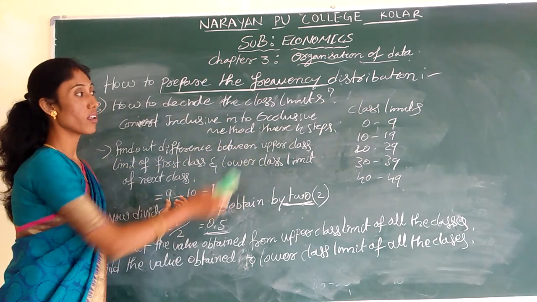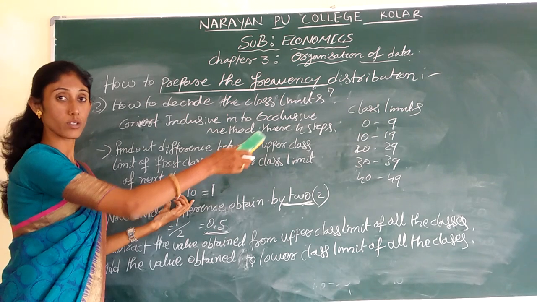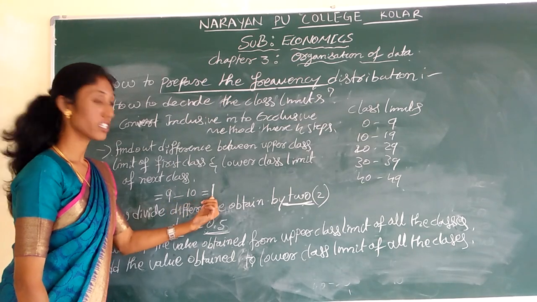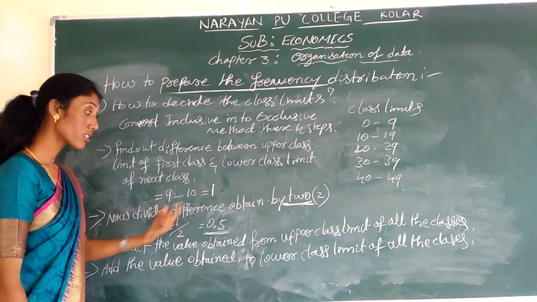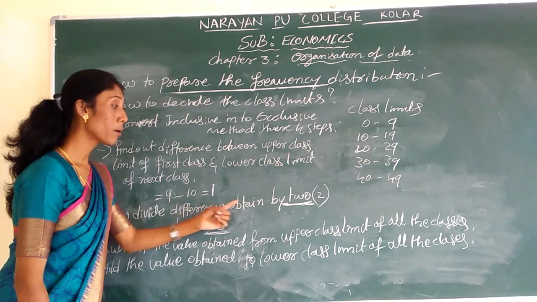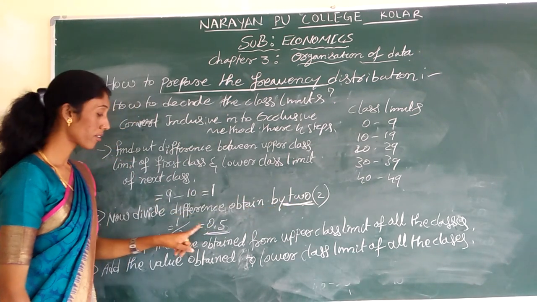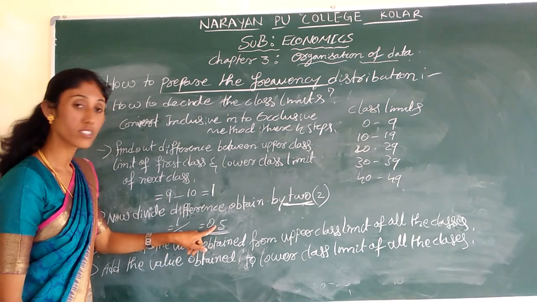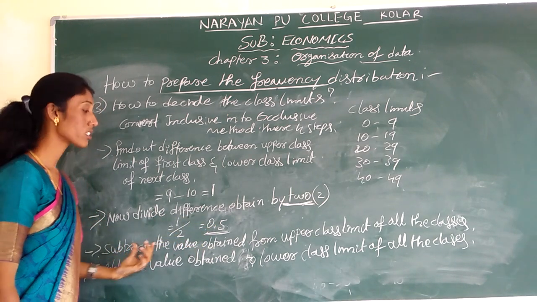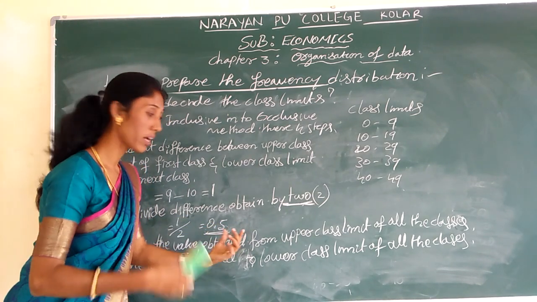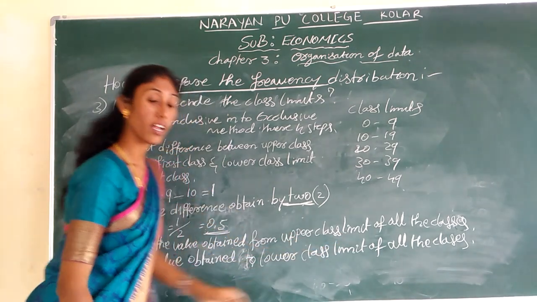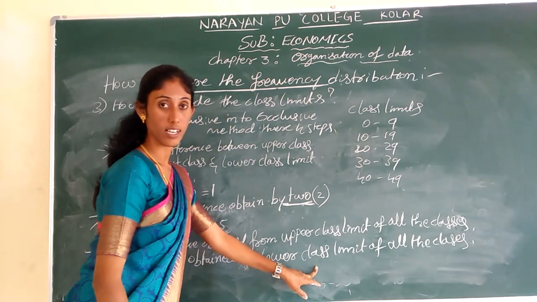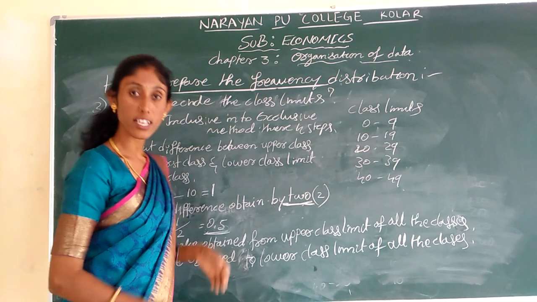For example, we have taken 0 to 9 as the first class and 10 to 19 as the second class. The first class upper limit is 9, the second class lower limit is 10. The difference is 1. The difference value we should divide by 2, and dividing 1 by 2 we get 0.5. This obtained value, 0.5, we need to subtract from all the upper class limits and add to each lower class limit of all the classes. Then we are able to convert it into the exclusive method.